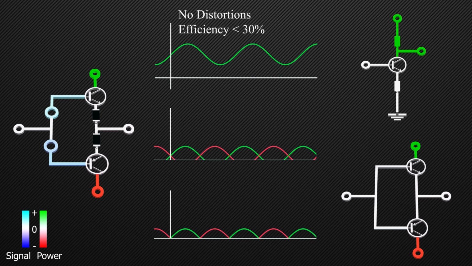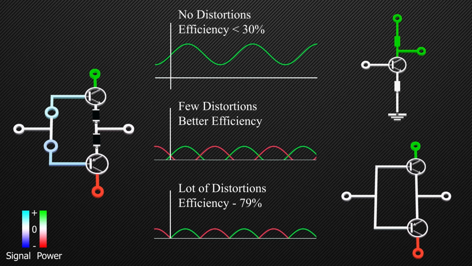A Class A amplifier produces little to no distortions because the transistor is always on, but it has very high losses, its efficiency is less than 30%. The Class B amplifier negates this drawback of Class A and has an efficiency of 79%, but it creates distortions in the output. Thus, a Class AB is a compromise between both of them, which has fewer distortions than Class B amplifier and better efficiency than Class A.